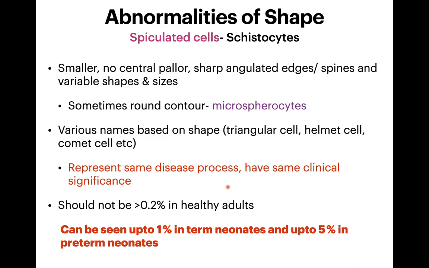So just remember that when you are seeing an increased number of schistocytes, try to inquire about the history a bit, whether it's a preterm neonate. Then in that case, up to 5% schistocytes is also considered normal.